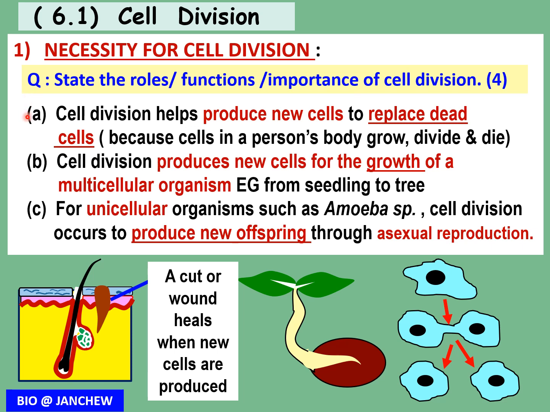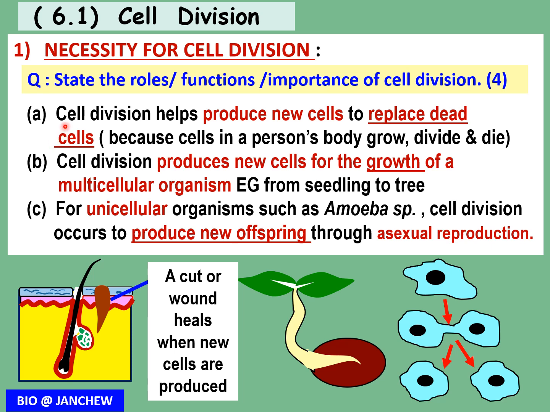Firstly, cell division helps produce new cells to replace dead cells. Because cells in a person's body will grow, divide, and finally die, so they need to be replaced. Or the cells may have been damaged. For example, if there's a cut or a wound on the skin, the cells will be damaged. So, cell division is needed to produce new cells to replace the dead or damaged cells.